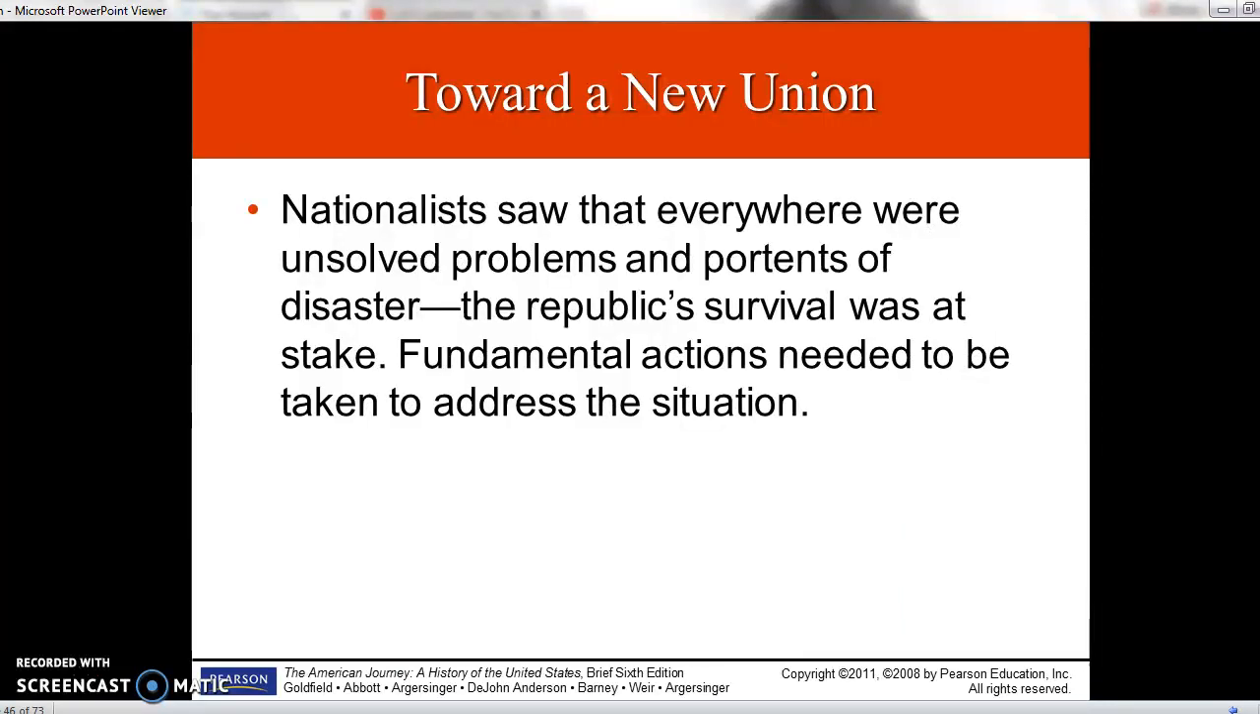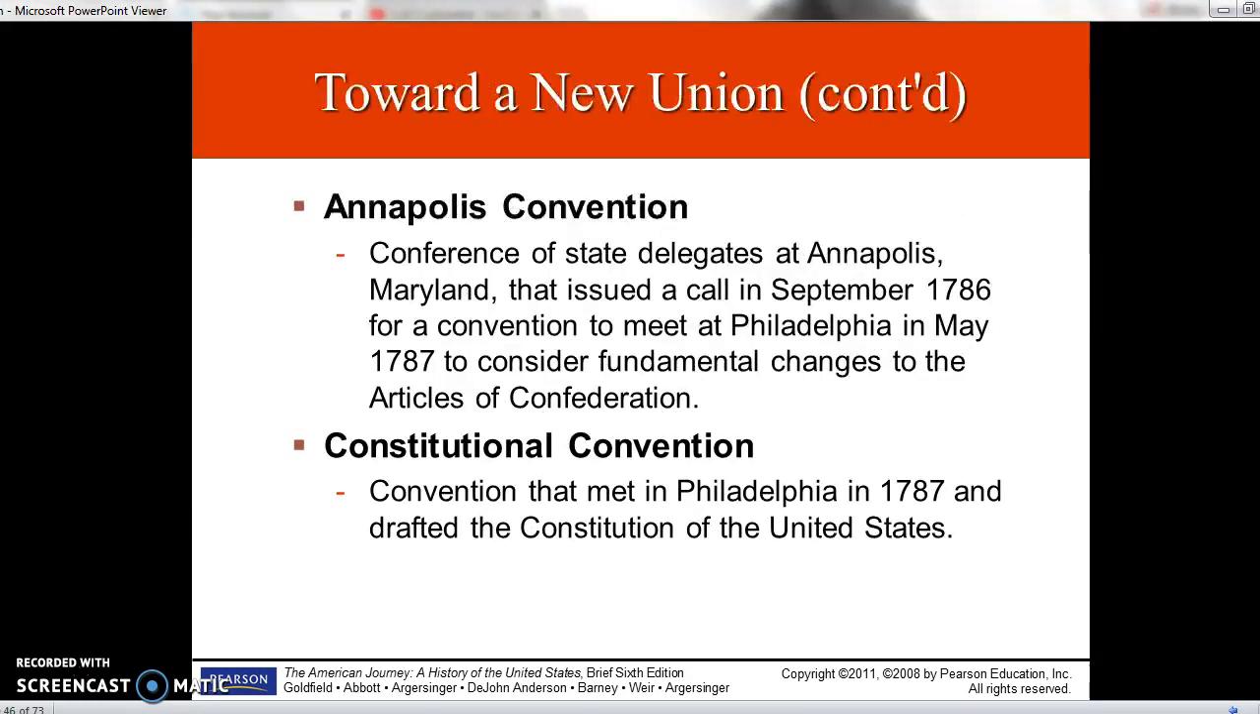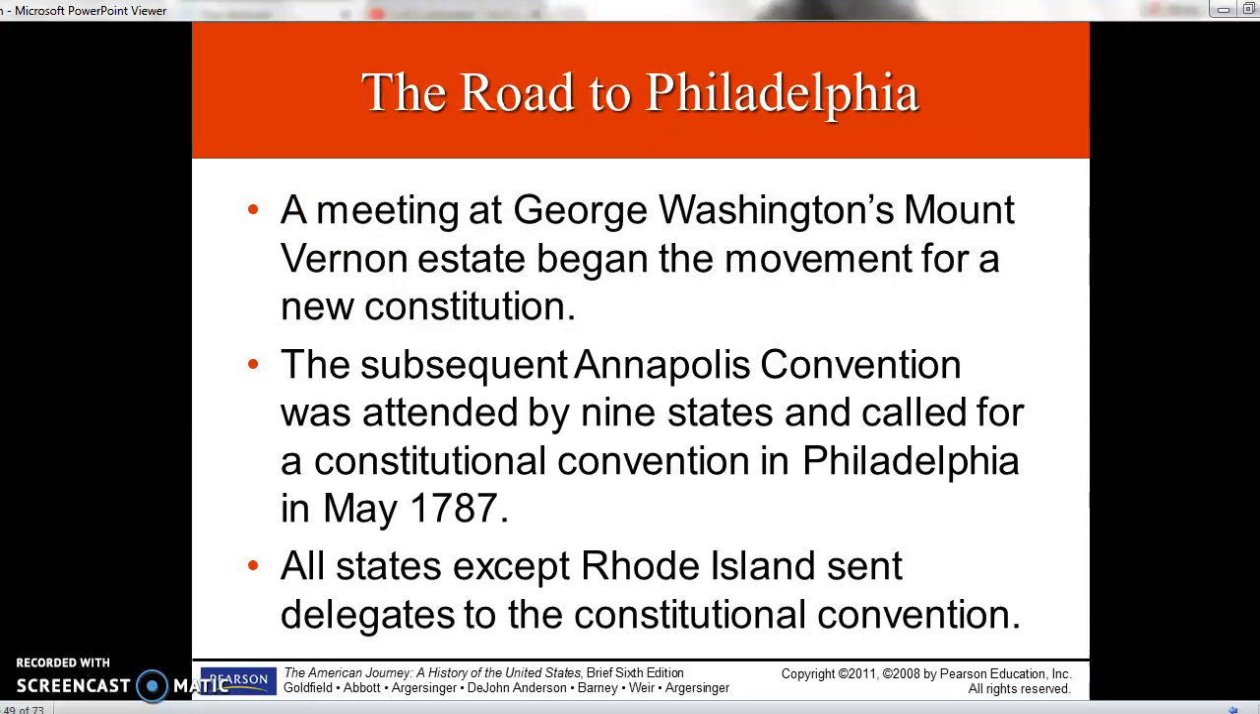Nationalists everywhere saw that there were problems, so they know they need to take action. Okay. So we'll go over that stuff in just a minute. I'll go back to it and let you see it so you can pause it and read it again if you want. But they go meet George Washington at his home in Mount Vernon, and they decide they need something new. So they call together a convention at Annapolis, and it was attended by 9 states.